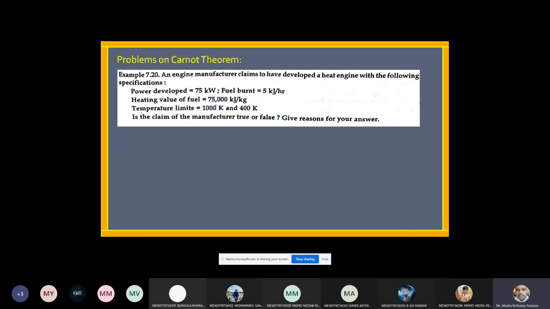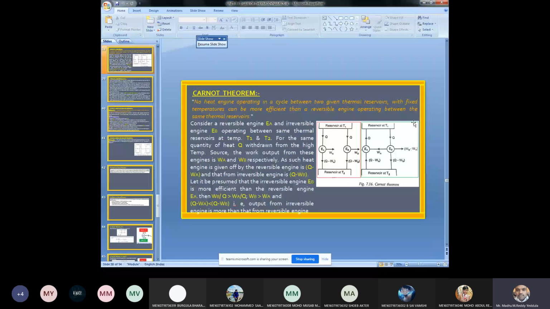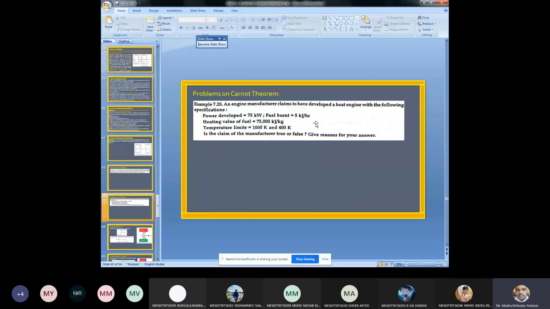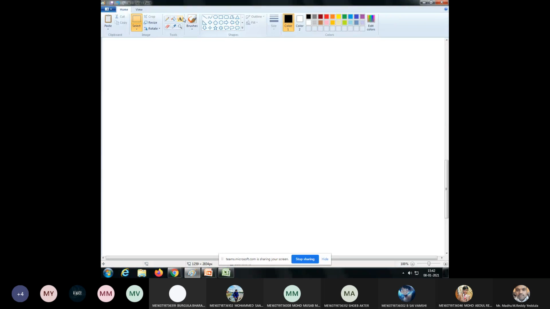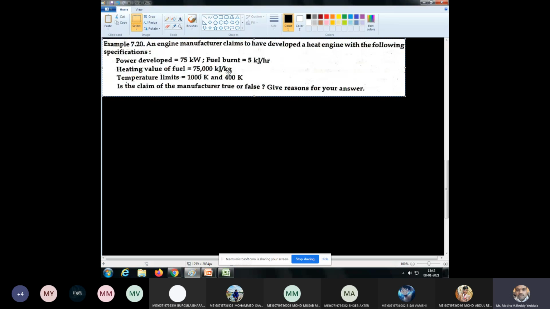Now, next problem. An engine manufacturer claims to have developed a heat engine with the following specifications. Let me copy this question to this one. Control C. Is the question visible? Yes, sir. Now, an engine manufacturer claims to have developed a heat engine with the following specifications.